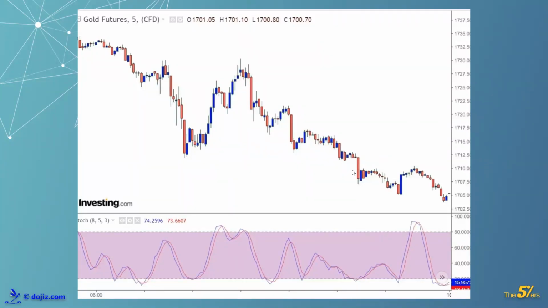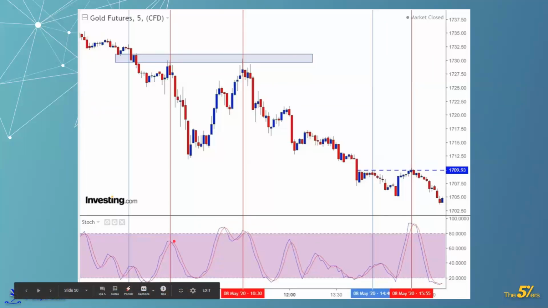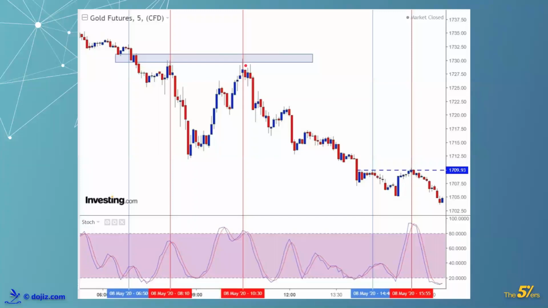Gold futures. You can see here a supply zone forming, and once the price returned to the same supply zone, it formed a higher high in the oscillator relative to the previous high in the oscillator, even though the price didn't make a higher high. And you can even see a double divergence, because the first divergence is even a regular divergence, so it's an even stronger signal. You have both a hidden divergence and a regular divergence.